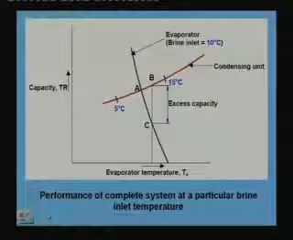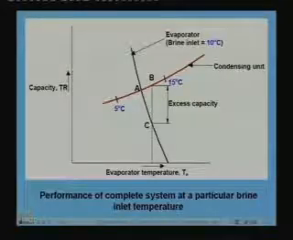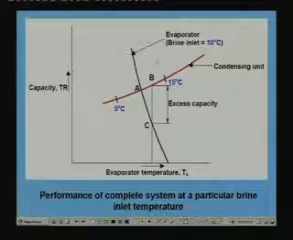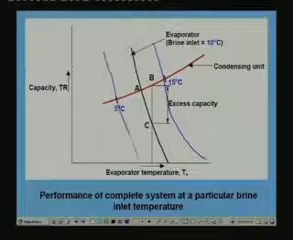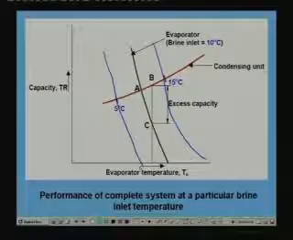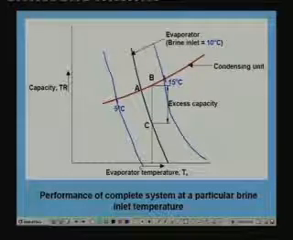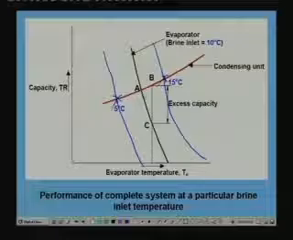And suppose the brine inlet temperature is not 10 degrees, but 15 degrees, then you will have a curve like this, because the 15 degree curve is here. If it is 5 degrees, you will have another curve like this. So you can have different brine inlet temperatures, and again you can get different balance points.